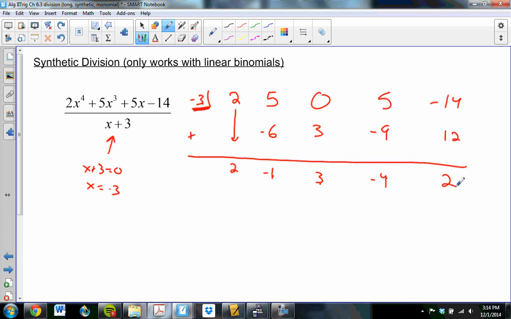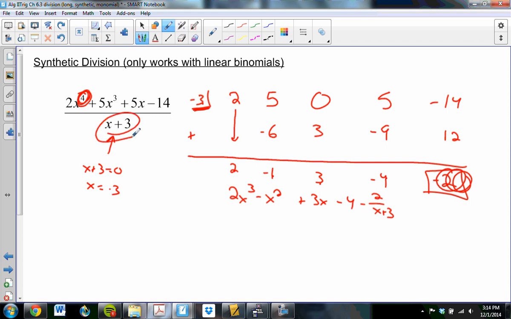Since I am done, this last thing always goes in a box. Put that last thing in a box. And now here's where it kind of gets tricky. Whatever this biggest power was, whatever the degree was, drops down by 1. So that was to the 4th, so I get 2x to the 3rd minus 1x squared plus 3x minus 4 minus 2 over x plus 3. The number in here becomes my remainder. It's divided by whatever this was. And that is synthetic division.